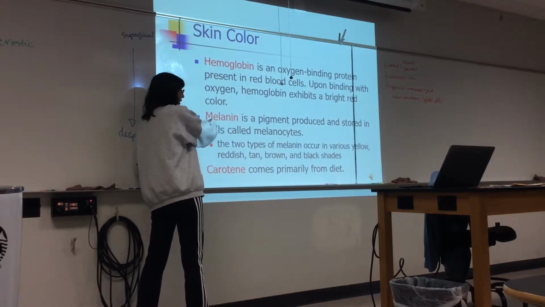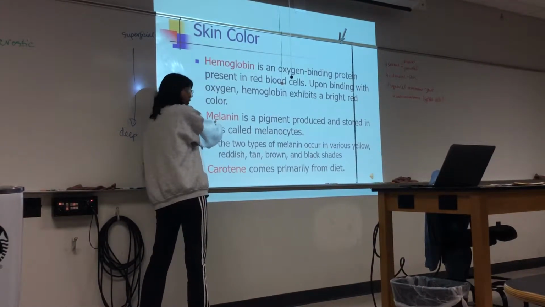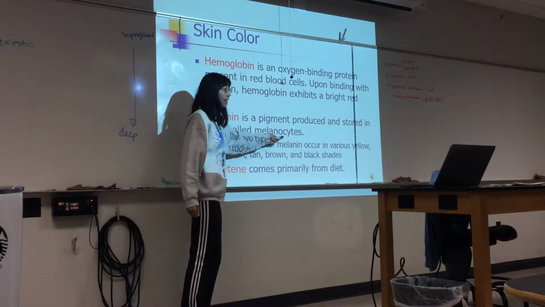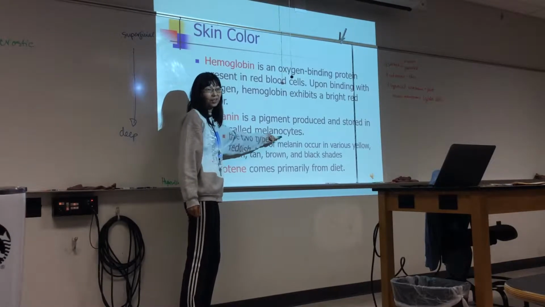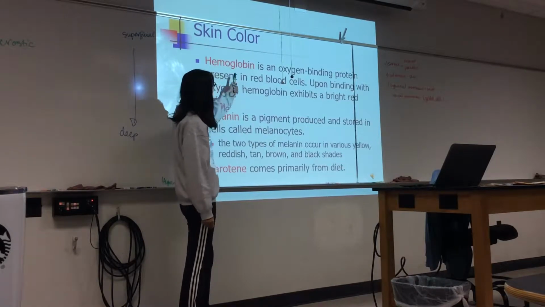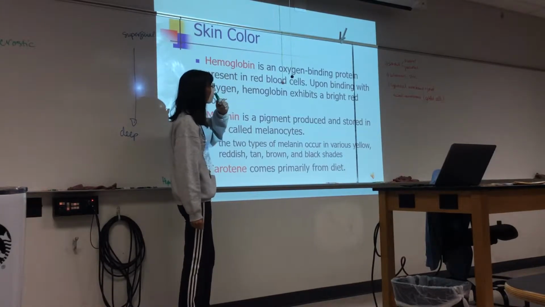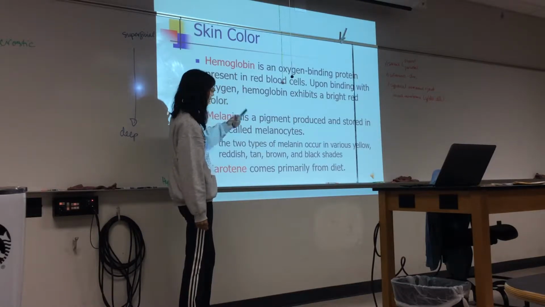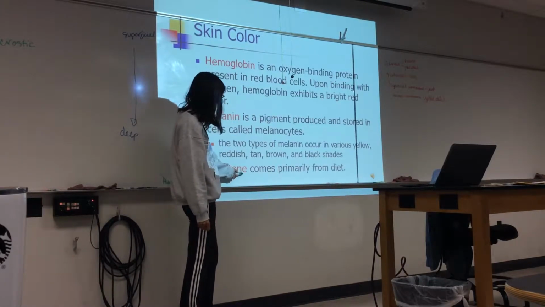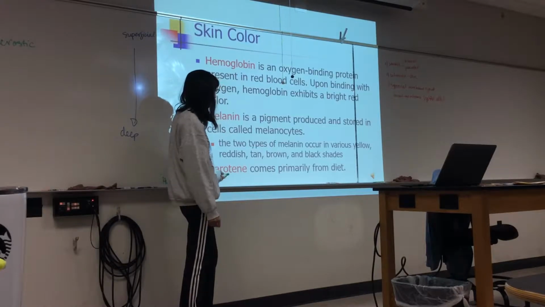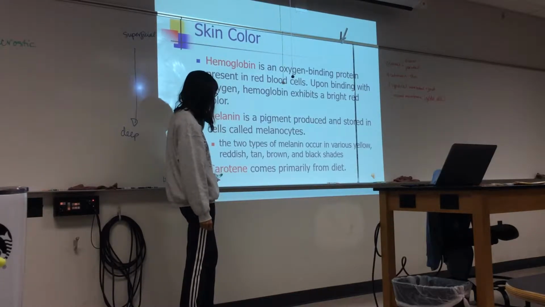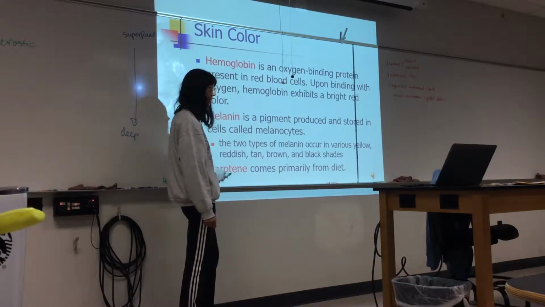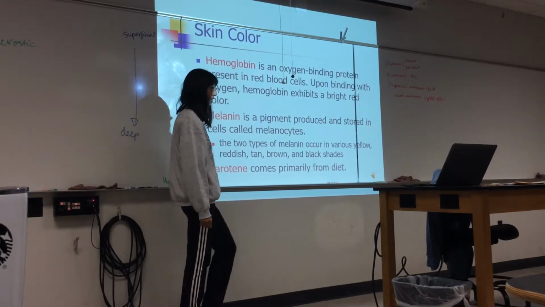Now, melanin, I think most of you know what it is. It's made by melanocytes. You guys like that word? Cells that make melanin. Hemoglobin is in red blood cells, giving the red color. And lastly, keratin is orangey. This stuff looks like carrot, right? It's an orangey carrot color that comes from your diet, okay?